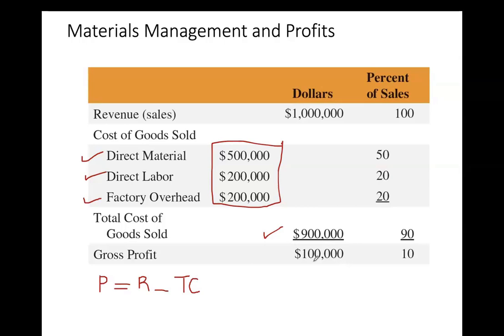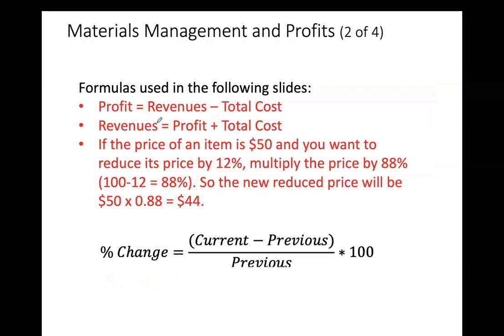Now we want to make some changes in these figures. Suppose we say we want to reduce this material cost, which means we want the materials manager to negotiate with the supplier to seek some reduction in this cost. And again, these are the formulas. One of the formulas: profit is equal to revenue minus total cost. And this formula can be tweaked a little bit to convert it into revenues is equal to profit plus total cost. So going back to your high school math, you can add plus total cost here and also add plus total cost here, and this formula will become this one. Revenues is equal to profit plus total cost.